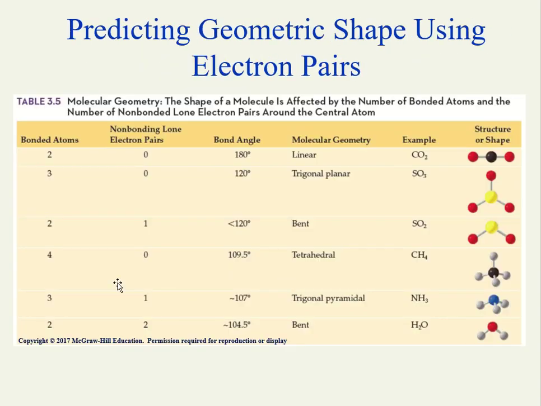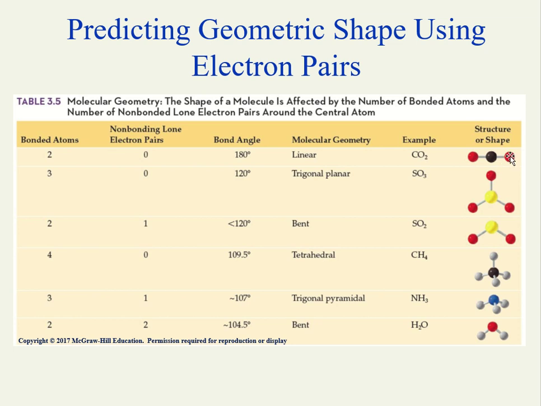So with all that said, let's figure out how we can just look at the Lewis structure of a compound and know what shape it will have. If there are two bonded atoms with no lone pairs, the angle will be 180 and it will be linear. One example was beryllium hydride we saw earlier. Another example is carbon dioxide.